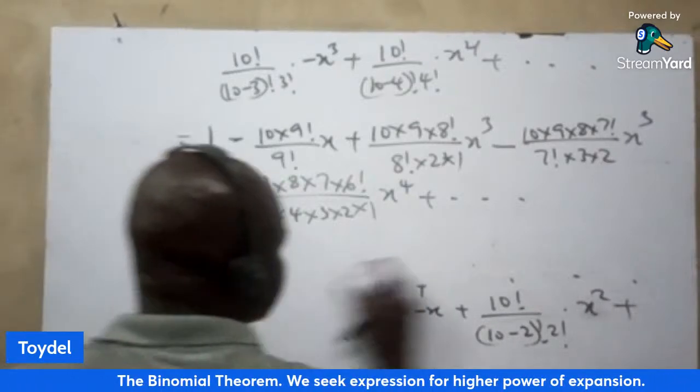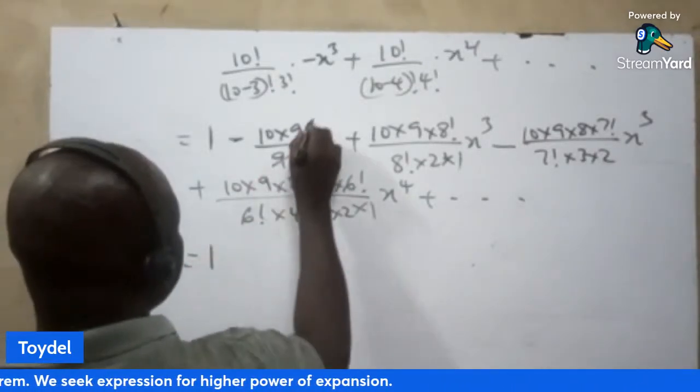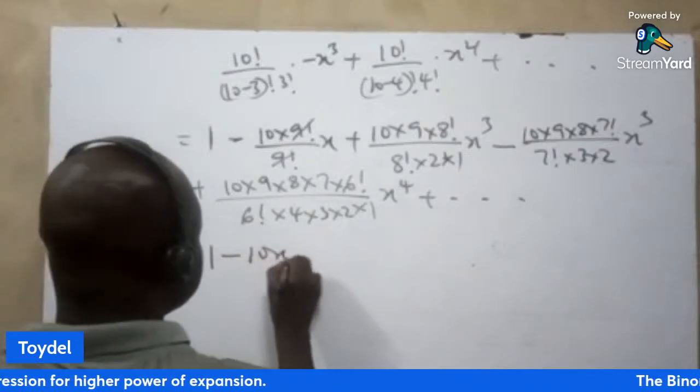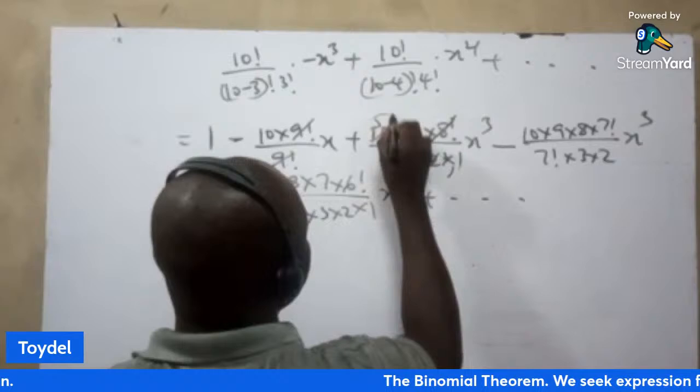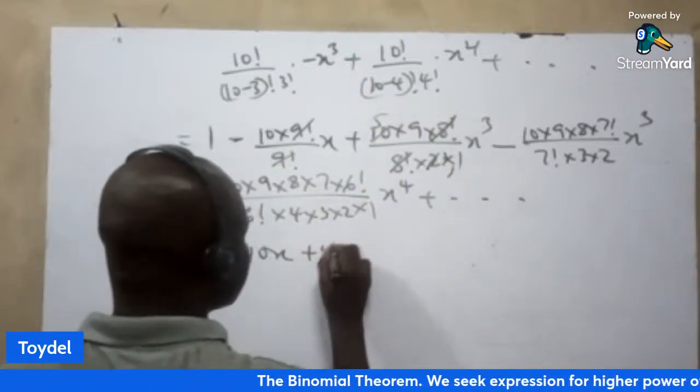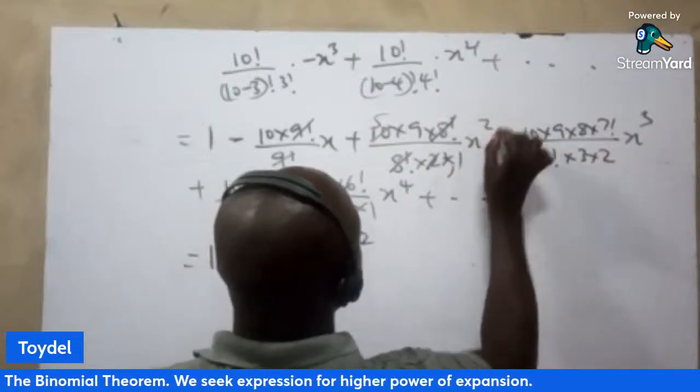So from this point now, I'm going to get 1. 9 factorial, we cancel 9 factorial, minus 10x, that's what we are going to get. 8 factorial, we cancel 8 factorial. Here 1, here 5. 5 times 9, 45. This will be plus 45x squared. I have x squared here.